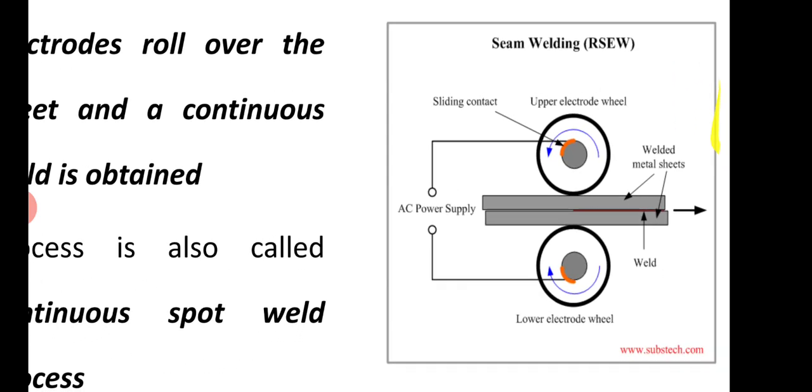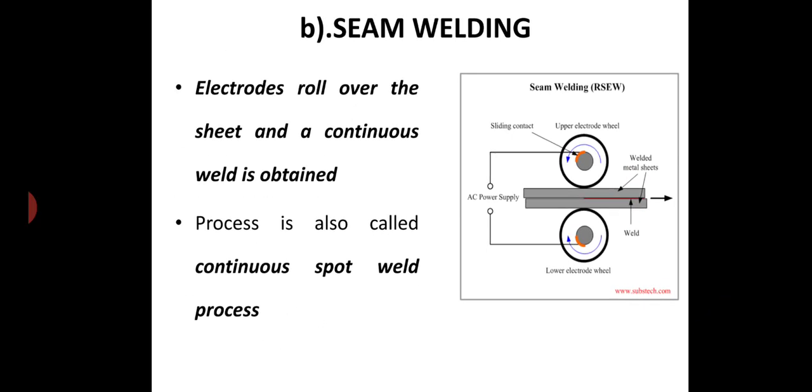The operation is similar to spot welding itself, but whenever you need a line contact between your metal surfaces or metal sheets, you can use seam welding. It's actually a continuous spot weld process.